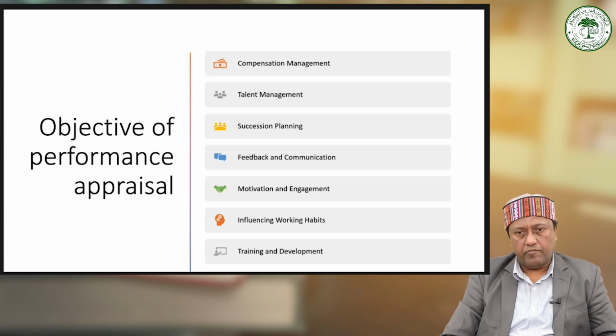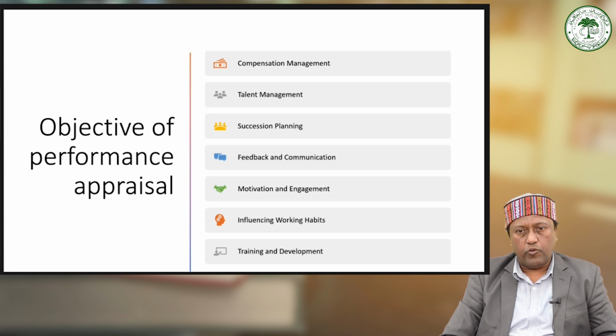The next objective we have is motivation and engagement. Performance appraisal serves as a motivational tool by recognizing and rewarding employees for their achievements. Positive feedback and acknowledgement of good performance can boost employees' morale, motivation, and job satisfaction. So the constructive feedback on the areas for improvement helps employees stay focused and engaged in their work.